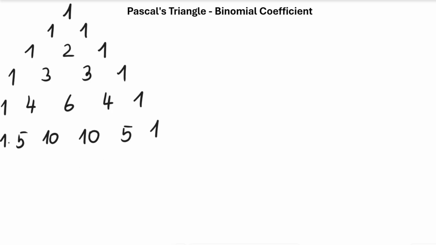And one more row, so I don't write the 1 here outside. We have here 6, 15, 20, 15, 6, and 1, and so on. So this is Pascal's triangle.